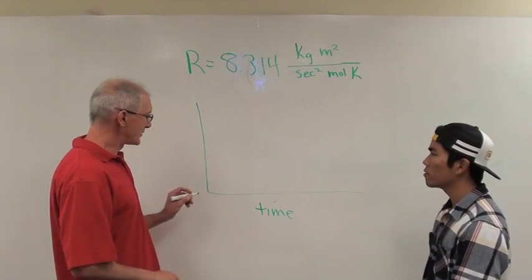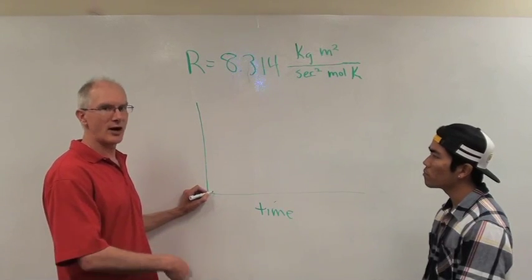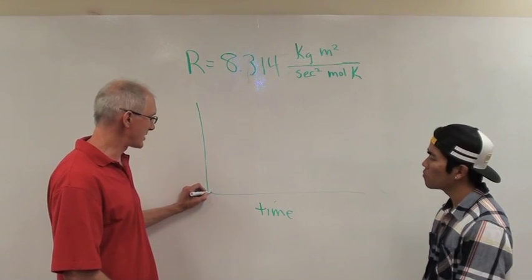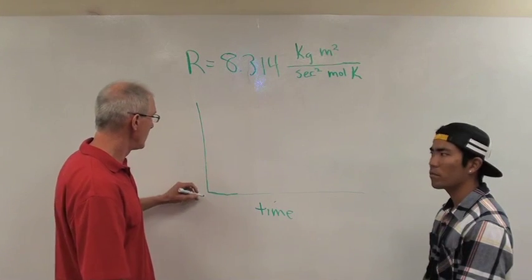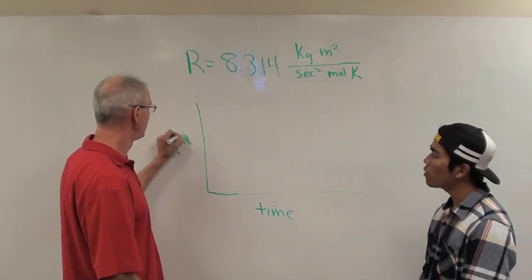Right. And so, of course, as we start going along the race, nobody's crossing the finish line, so there's basically 0 crossing the finish line. And this axis is going to be number of people.